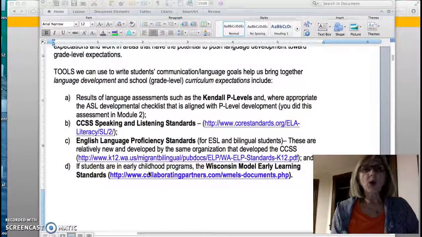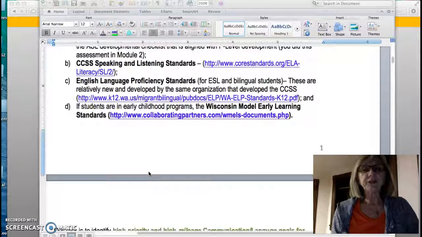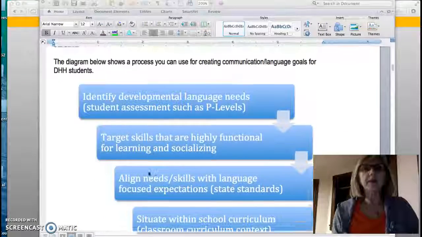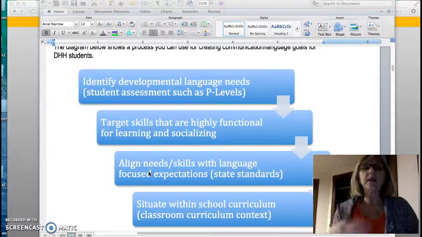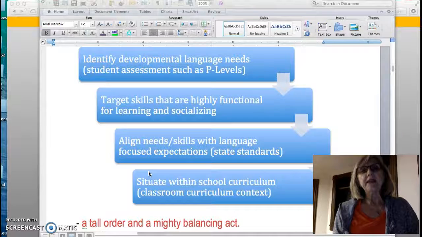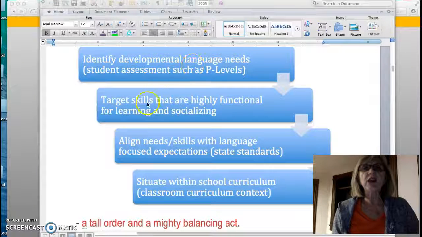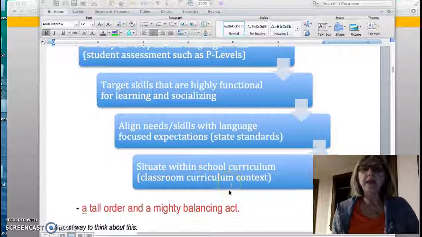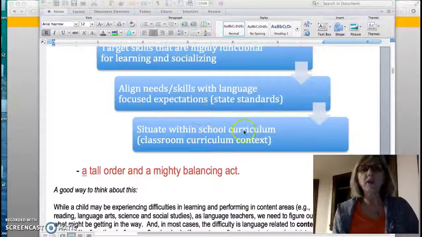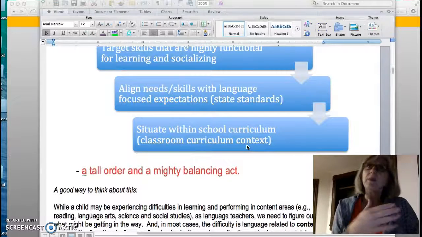And so this walks you through the process for week 1 and some of the information. This is the process that I'm asking you to do. Identify the language goal, we did, or some of the goals for communication. Target skills that are highly functional for learning and socializing, aligning them with the standards, and then looking at what exactly you might be teaching and where in the classroom.